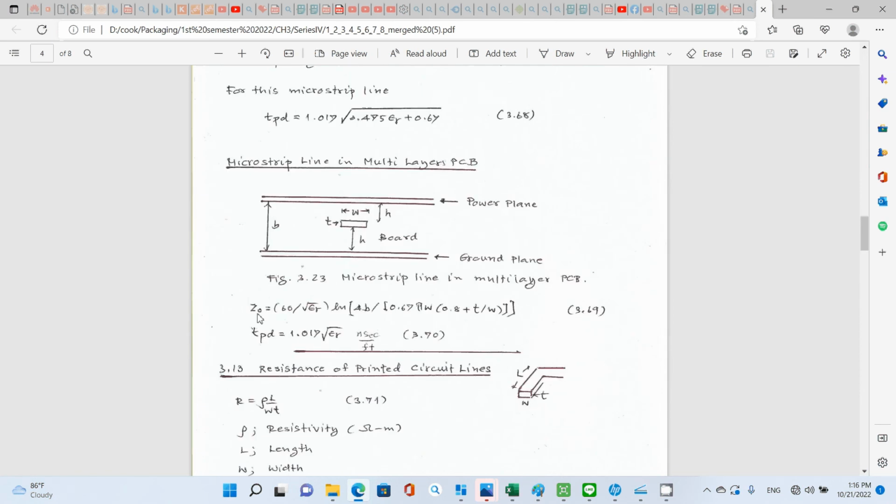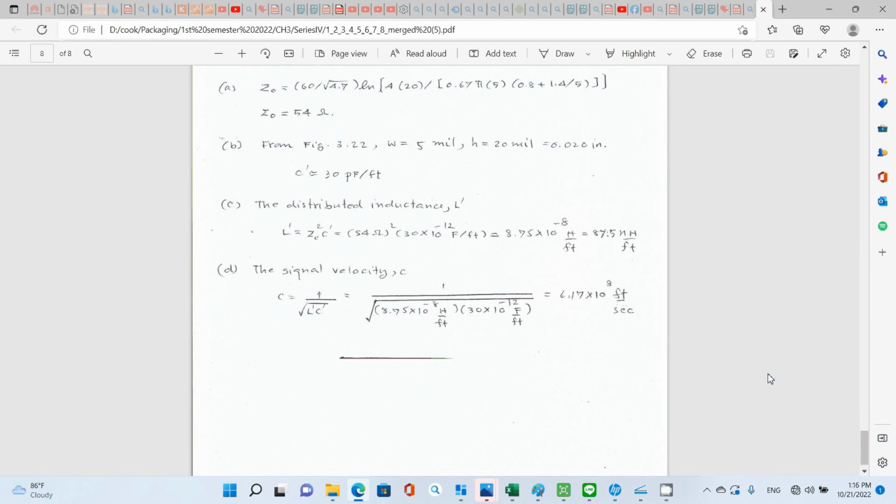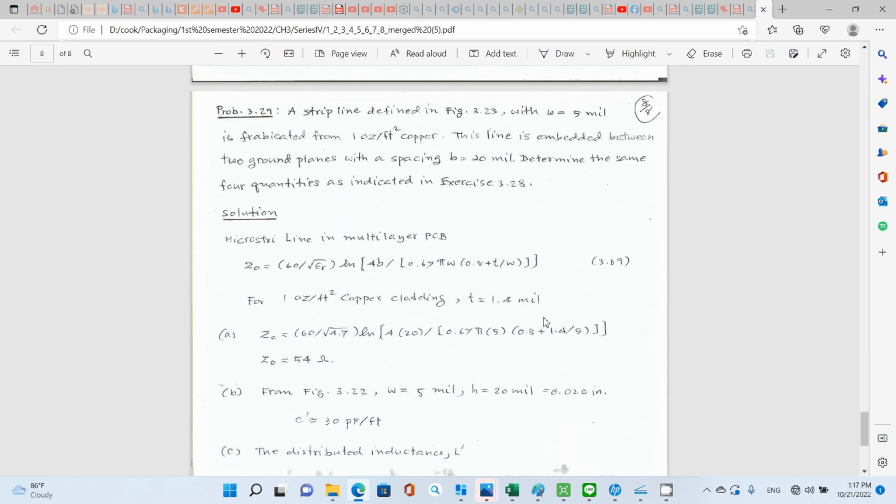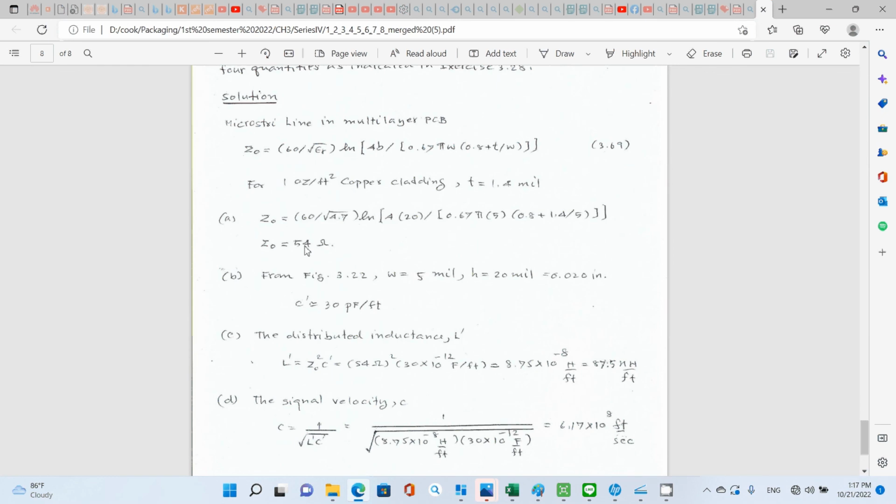This is your Z0 equation, 3.69. With epsilon r, B, W, T, just plug in the numbers. But this one is the 1 ounce, so the thickness turned out to be 1.4 mil. You have Z0 of 54 ohms.